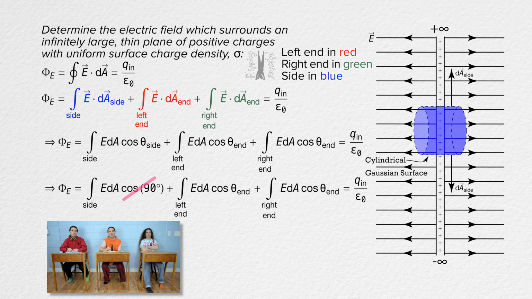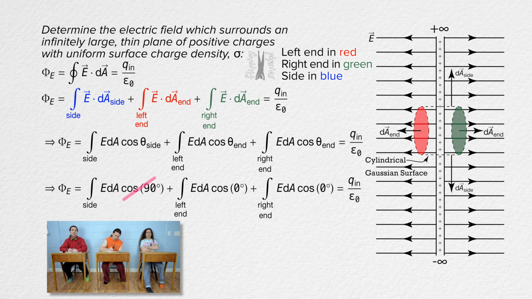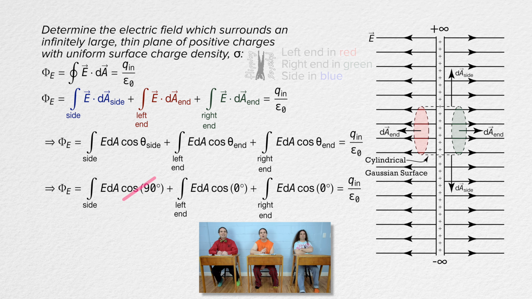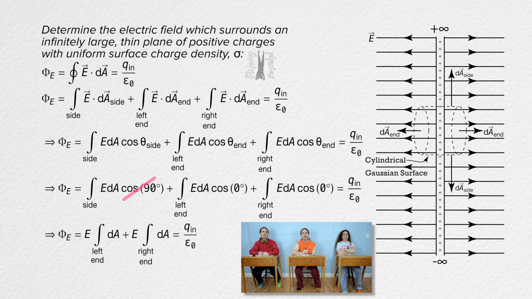The angle for both ends of the Gaussian cylinder is always equal to 0 degrees because the area vectors for each of the ends of the Gaussian cylinder are outward and therefore in the same direction as the electric field. The cosine of 0 degrees equals 1, and the electric field has the same value no matter which dA we are talking about, which means the electric field can come out from under the integral.